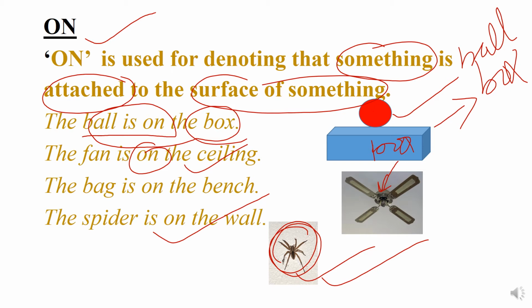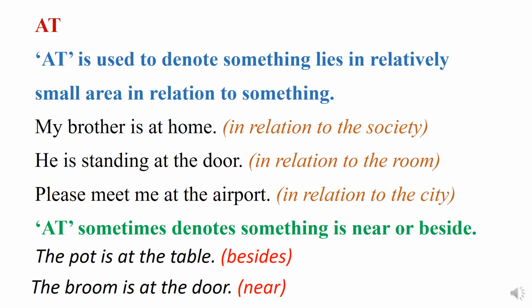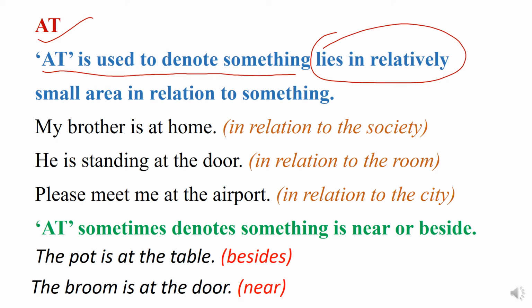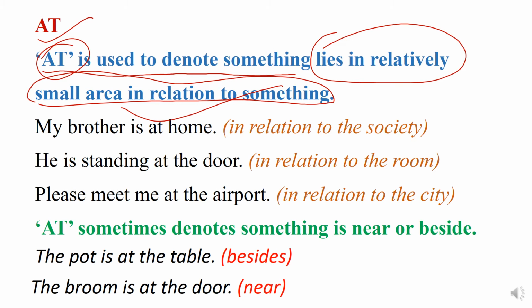Okay, let's go to the preposition that is "at". "At" is used to denote something that lies in a relatively small area in relation to something. Okay, relatively small area in comparison to the given nouns, to places. "At" is used when we try to talk about something which lies in a relatively small area in relation to something. If something is in a relatively small place, we have to use the preposition "at".